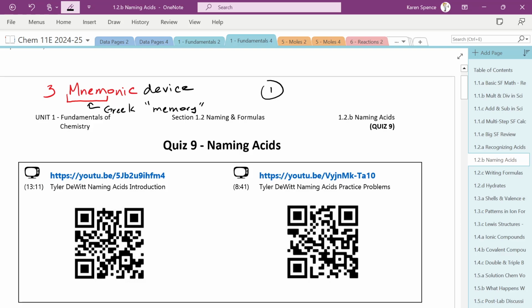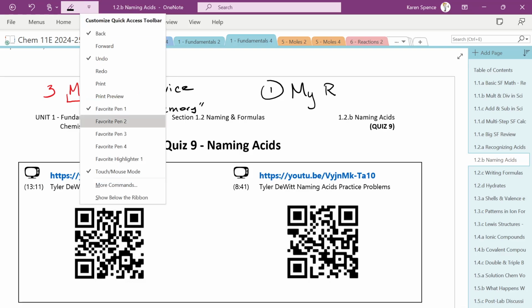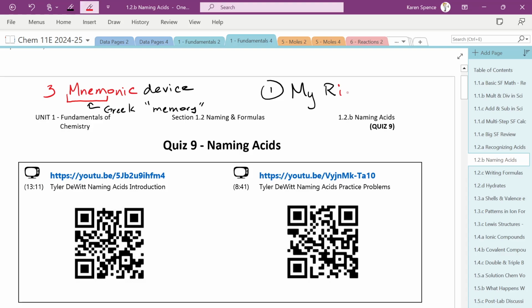Okay, does anyone remember any of them? My ride has hydraulics. Now, that's not how you spell hydraulics, but it's as good a mnemonic as we can get for this one.